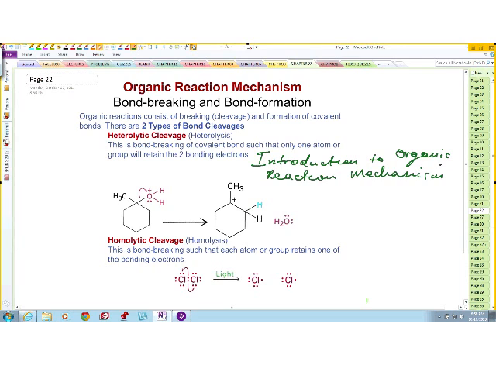In organic chemistry, for the most part, whenever we want to form new compounds, there are two processes that take place. There's what we call bond breaking and bond formation. Sometimes we refer to bond breaking as cleavage. So with regard to bond cleavage, we have two types of bond cleavage in organic chemistry.